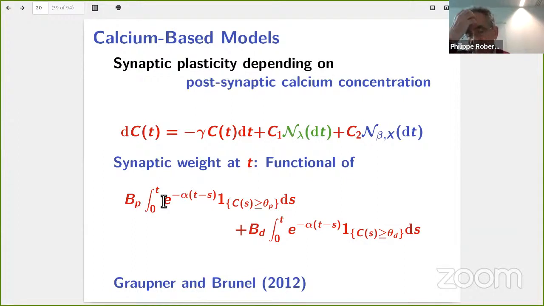And this is, as I said, because the synaptic weight is just slowly evolving. And this is one of the reasons you don't have instantaneous quantities, but more integrals over some time interval. Okay.